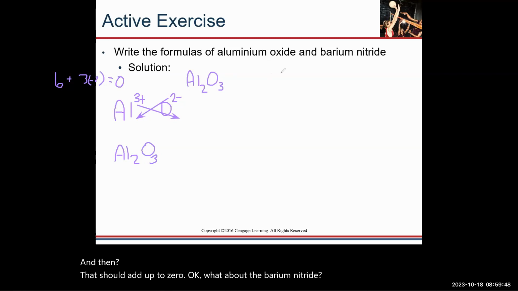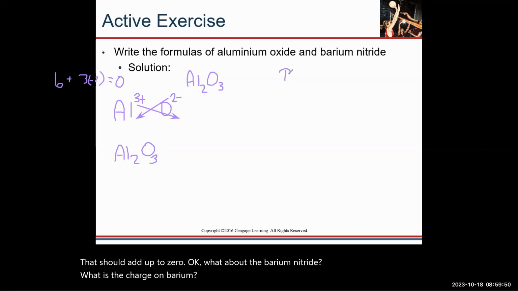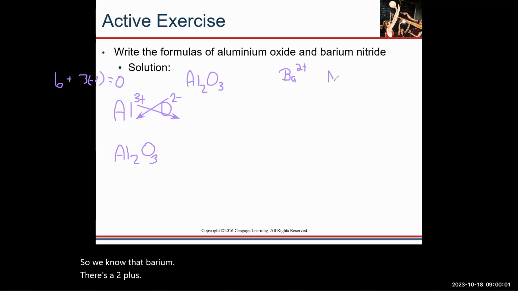What is the charge on barium? A 2+. We know that barium is a 2+, and nitride has a 3 negative charge. Okay. So again, we do that cross multiply.